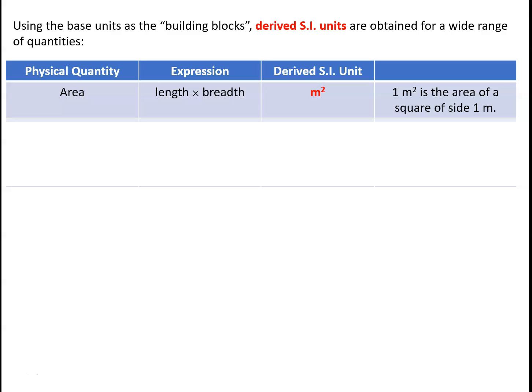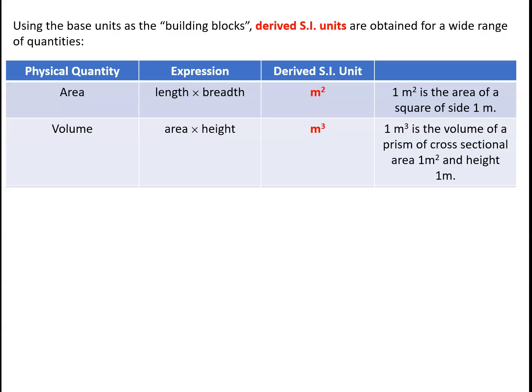So, for example, area is length times breadth. So the SI unit for area is going to be the unit of length times the unit of breadth. In other words, meters times meters, in other words, meters squared. And 1 meter squared is the area of a square of side 1 meter.